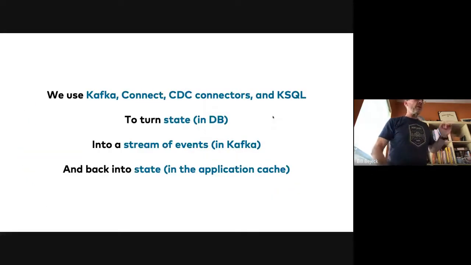So here we've used Kafka Connect, CDC connectors, and KSQL to take state that's in a database and combine it with the stream of events that are coming into Kafka, and then convert it back into state by doing the enrichment and making a new object. You're going to have an application somewhere that's going to be querying this promotion stream. It might be caching it there, or just viewing it as it goes by in some dashboard.